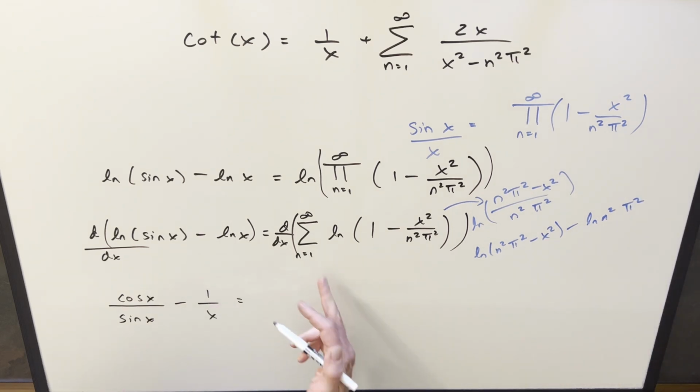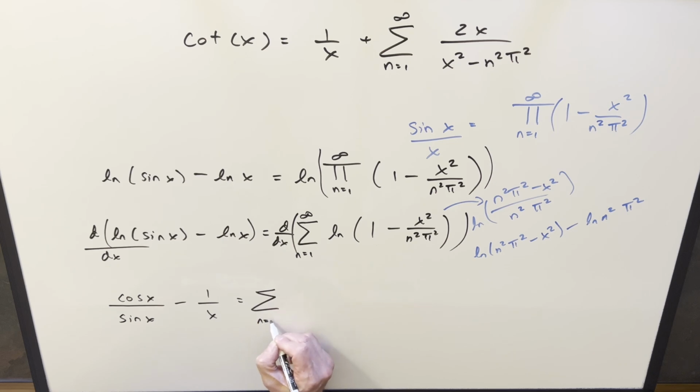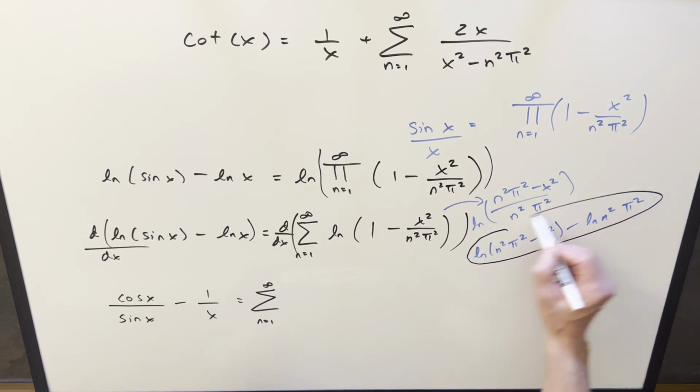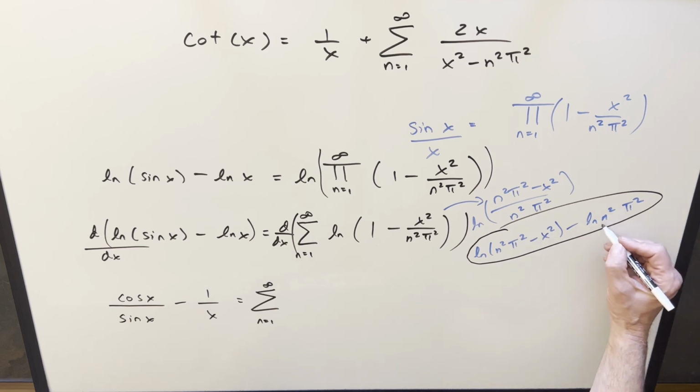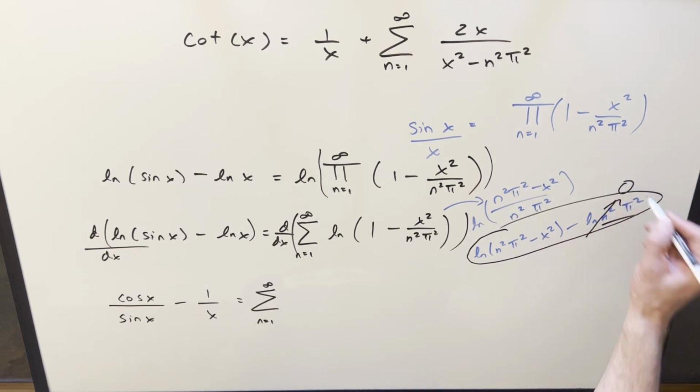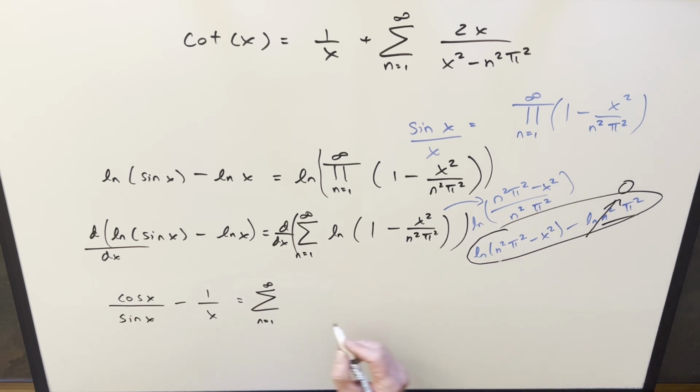So going ahead and differentiating, we'll differentiate inside the sum. So we're going to have this sum from 1 to infinity, and then we're differentiating all this stuff. But when we do it, notice n squared pi squared is a constant. This whole thing's a constant. So when we differentiate, this whole part's going to 0. We just need to worry about differentiating this.